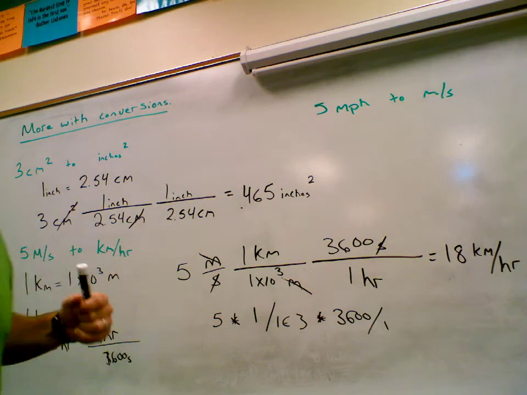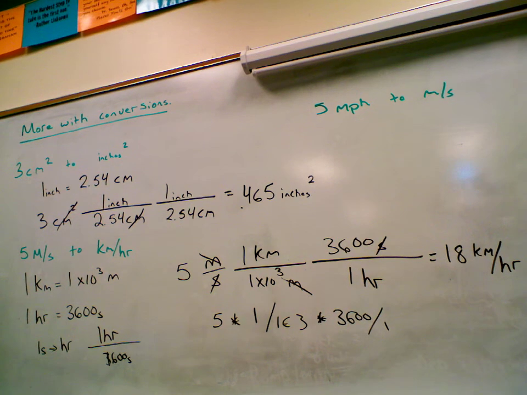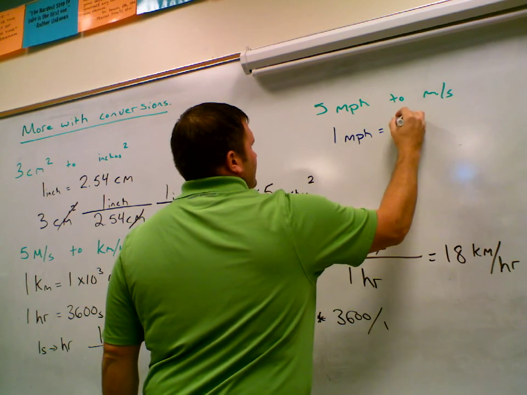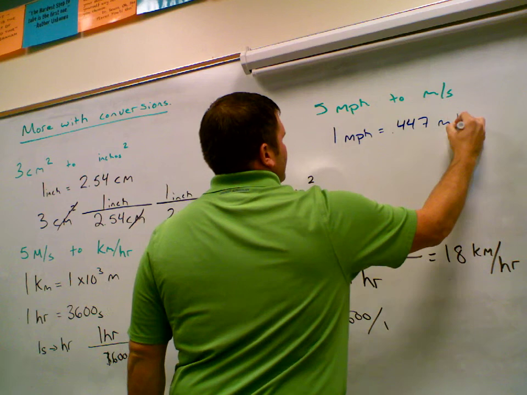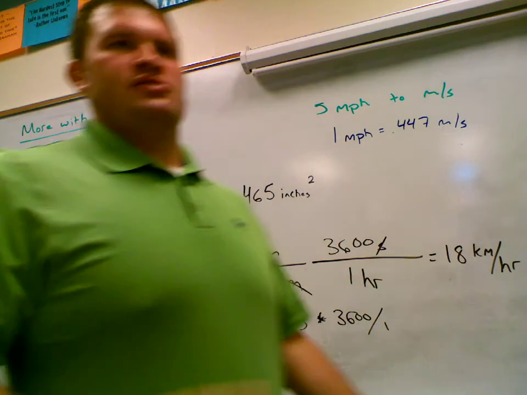Now, this is one of those things where we could convert miles to meters, we could convert seconds to hours, but there's that fancy thing called Google. They have a conversion for us for miles per hour and meters per second. So what Google tells me is that 1 mile per hour is 0.447 meters per second. Okay. So 1 mile per hour is 0.447 meters per second. So thank you, Google, for that. I literally just typed in miles to meters per second, and they gave me that.